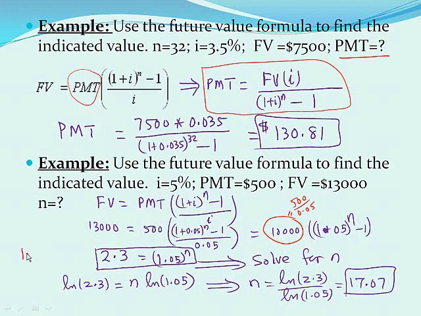So we get 1.3 equals 1.05 to the power n minus 1. If you add a 1, I will get 2.3 here. In order to calculate n, which is in the exponent, I need to take the logarithms on both sides. So natural logarithm of 2.3 will be equal to n multiplied with the natural log of 1.05. So the n value is calculated as natural log of 2.3 divided with natural log of 1.05. Using the calculator, we get 17.07.